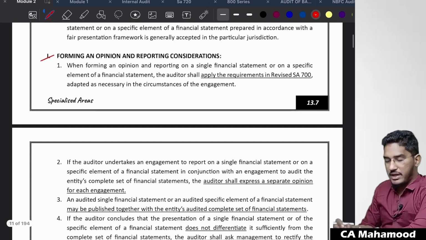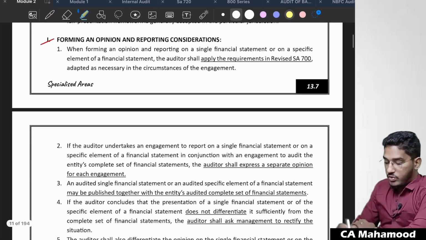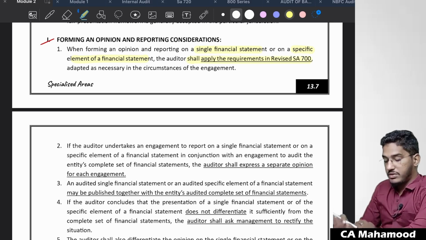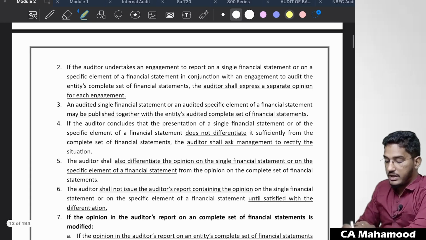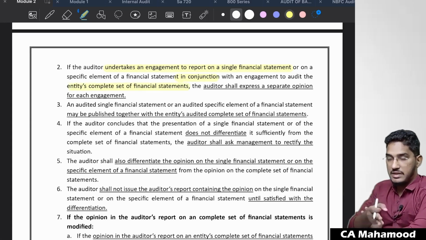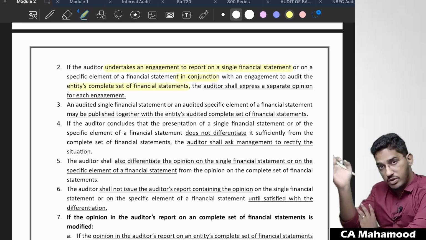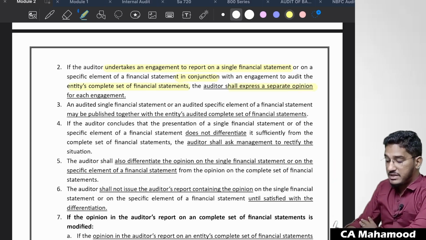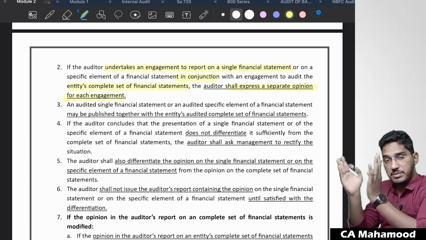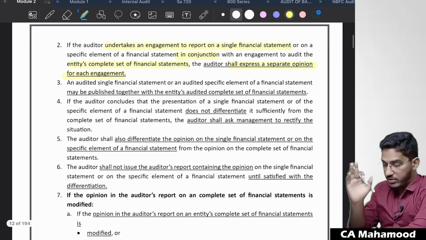Forming an opinion and reporting considerations. When forming an opinion and reporting on a single financial statement or on a specific element of the financial statement, the auditor shall apply requirements of SA 700. So when you're preparing the audit report, you have to consider the requirements of SA 700. If the auditor undertakes an engagement to report on the single financial statements or on a specific element in conjunction with the audit of the complete set of financial statements also, then the auditor shall express a separate opinion for each engagement. On both the engagements, separately you have to give the audit report. You cannot give it in a single audit report.